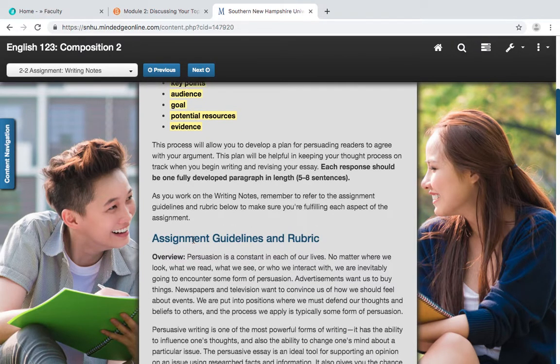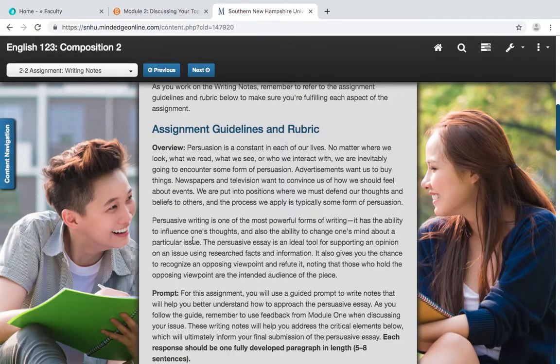So as you're working on your writing notes, remember to refer to the assignment guidelines and rubric. That is always a good idea for any assignment for which there is a guidelines and rubric, which is most assignments. That's exactly how I assess the assignment. So really make sure you're familiar with what you're being asked to do, the task definition, and then how the task is being assessed.